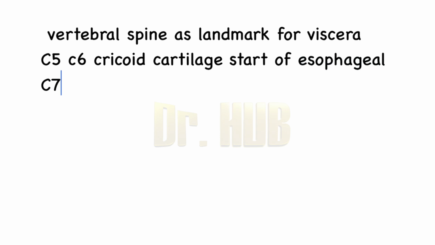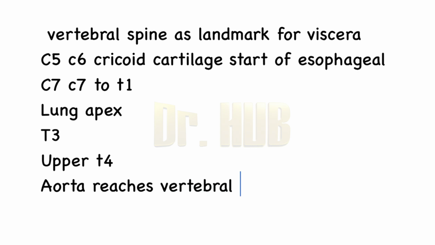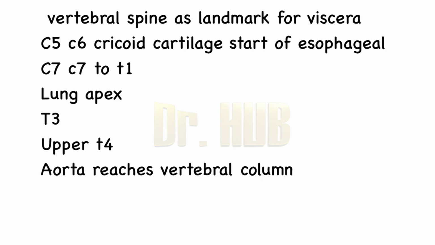Then comes the C7. The C7 vertebral body is the C7 to the T1. So the viscera here is the lung apex. Next comes the T3. So T3, the vertebral body is the upper T4. And the viscera is the aorta, it reaches the vertebral column. So the aorta, if you see, reaches the vertebral column, and the medial part is the scapular spine.